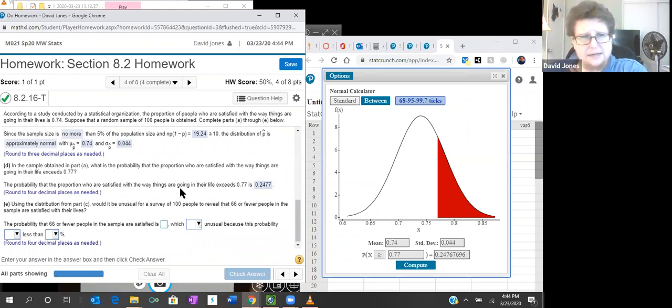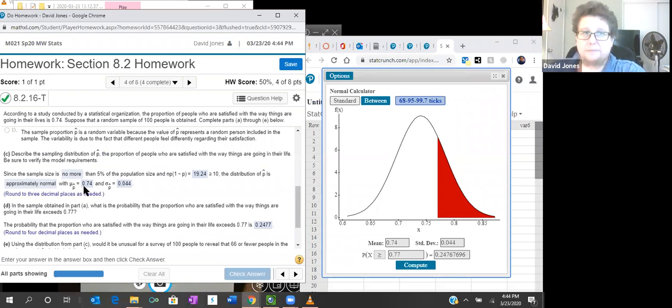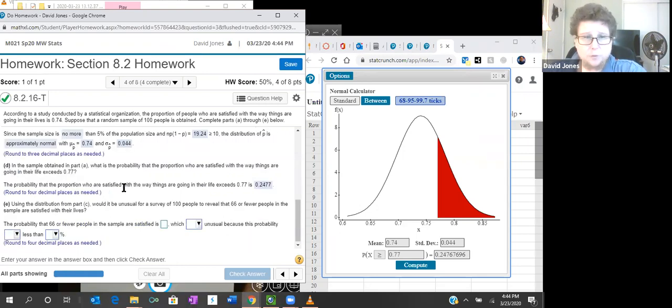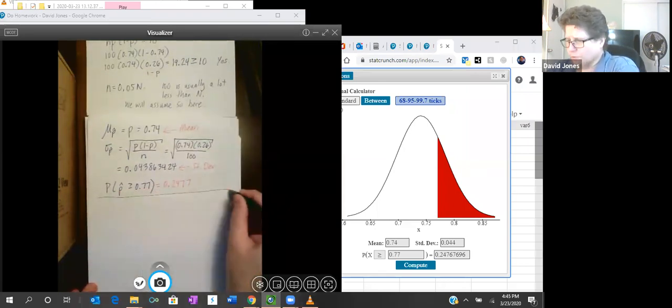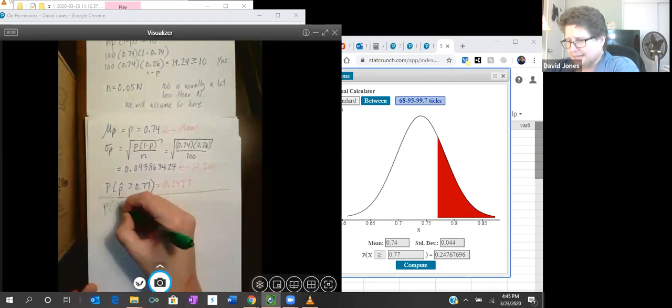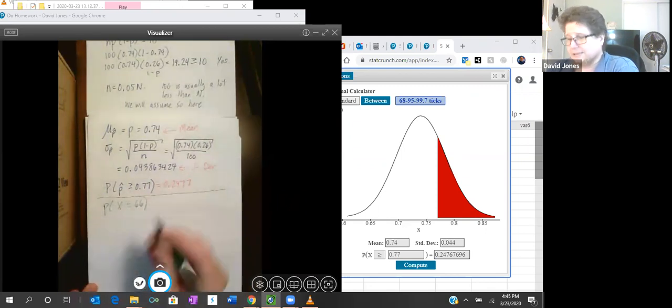Okay. Using this information from C was where we calculated the mean and standard deviation. So what they're saying is keep the same mean and standard deviation we just used. Would it be unusual for a survey of 100 people to reveal that 66 or fewer in the sample are satisfied? What does that mean? 66 or fewer, they're asking for the probability that X is less than or equal to 66.